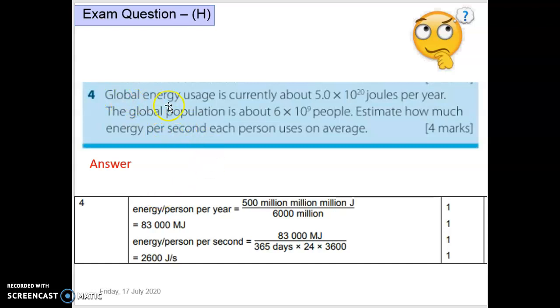Now this one's interesting because it says about global energy usage, and then it says what the global population is. So to get the energy use per person per day, it's quite simple. You're just, per year, sorry, just dividing this top figure by 6,000 million people. Then to turn it into per second, you have to think, well, there are 365 days in a year, 24 hours in a day, and then 60 seconds in a minute and 60 minutes in an hour. So you've got to times that 24 hours by this number of seconds here, and that will give you the number of joules per second for the energy used per person.